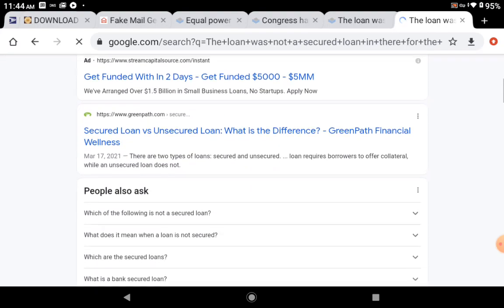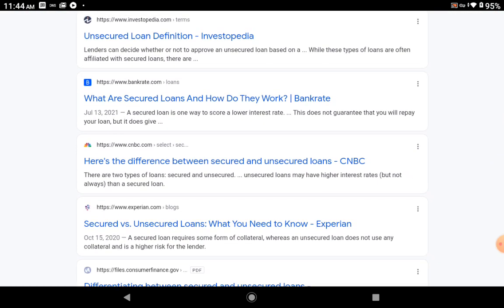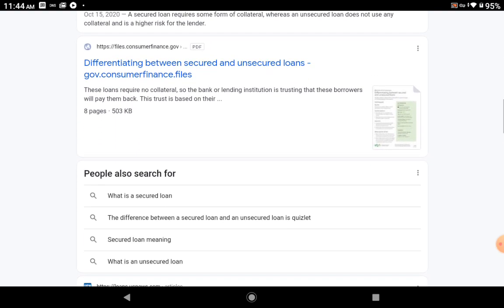Don't care about any of that junk because that's not what we're looking for. What are secured loans and how do they work? Here's the difference between a secured and unsecured loan. Do your research, people. Learn what a secured loan and an unsecured loan is. So many people have talked about this. Y'all need to understand what a secured loan is. With an unsecured loan, they cannot foreclose on a home, ladies and gentlemen.